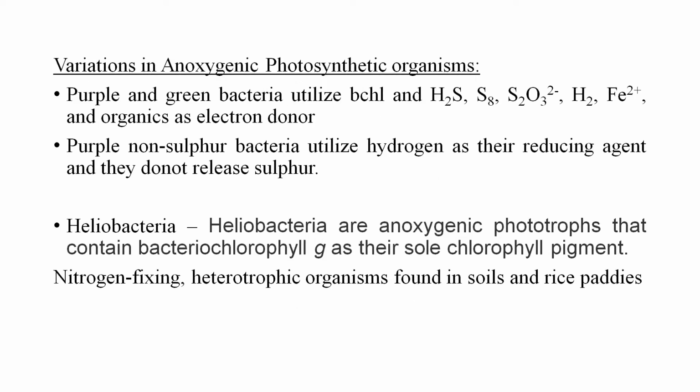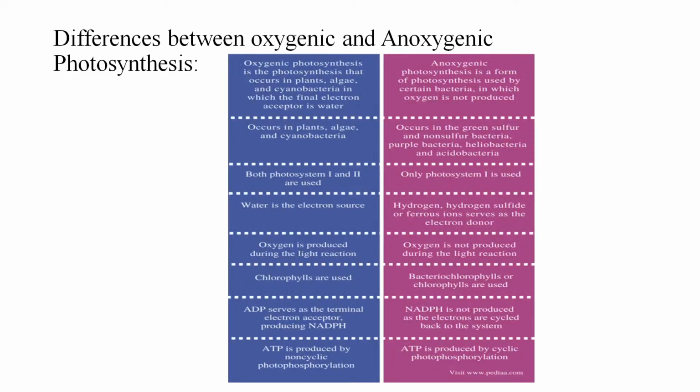Now, after looking at this, we'll see the variations in anoxygenic photosynthetic organisms. The purple and green bacteria utilize bacterial chlorophyll and hydrogen sulfide, S8, S2O3, hydrogen, ferrous ions, and organics as electron donors. The purple non-sulfur bacteria utilize hydrogen as their reducing agent, and they do not release sulfur. The heliobacteria are anoxygenic phototrophs that contain bacterial chlorophyll g as their sole chlorophyll pigment, and are nitrogen-fixing heterotrophic organisms found in soil and rice paddies. And these are some variations in the anoxygenic photosynthetic organisms.